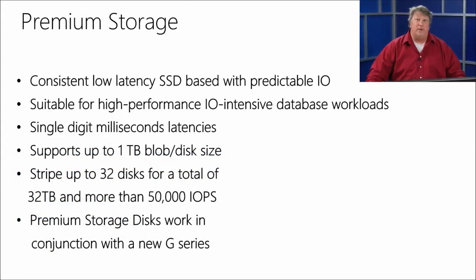Recently, we announced premium storage. The number of IOPS per disk was a problem for many people. With premium storage, though, there's a consistently lower latency. They use SSD drives, and they're suitable for very high IOP situations. They support up to 1 terabyte in size, and you can stripe them. So we're talking more than 50,000 IOPS if you have it striped. So premium storage works in conjunction with the new G series.